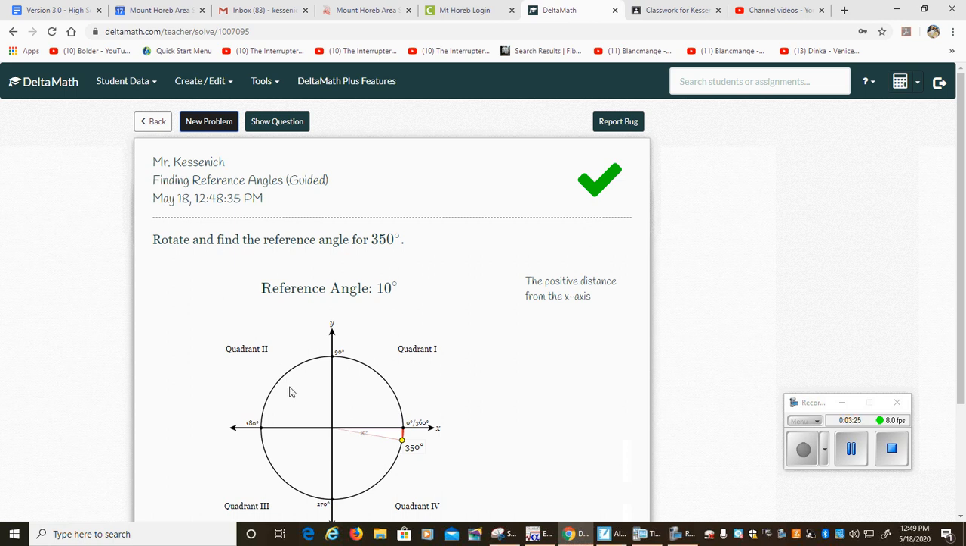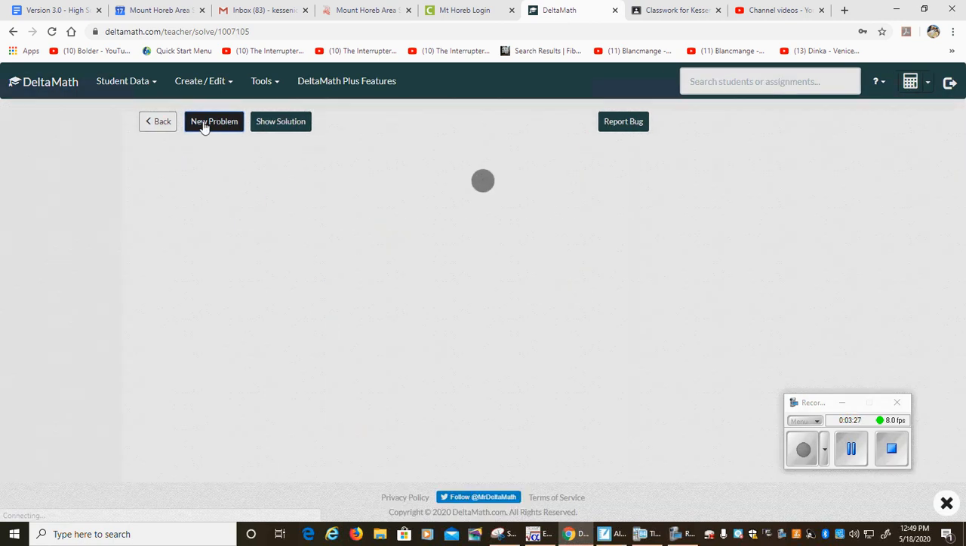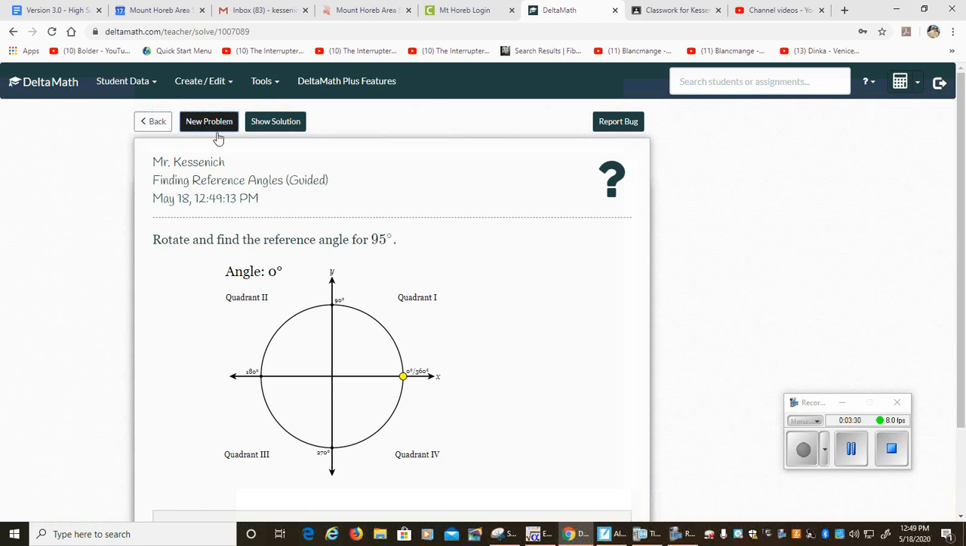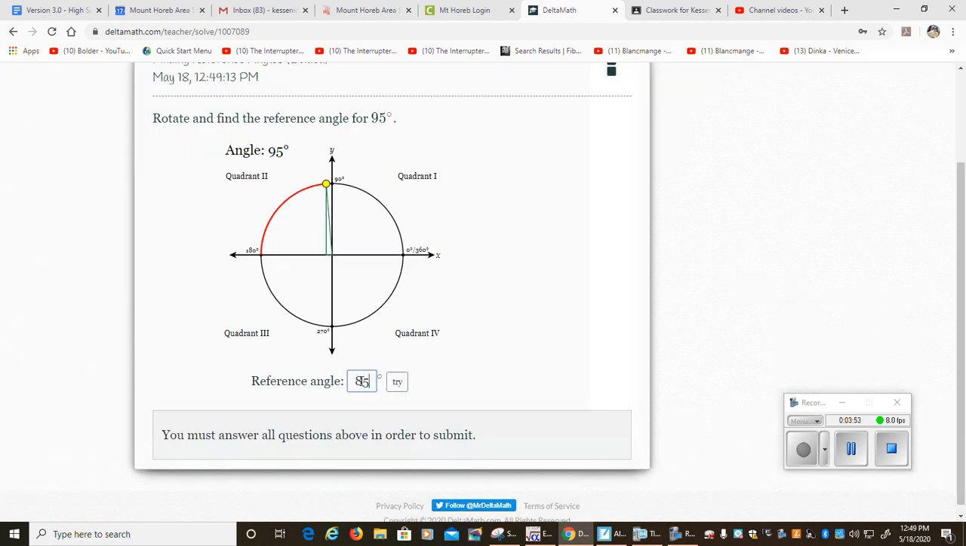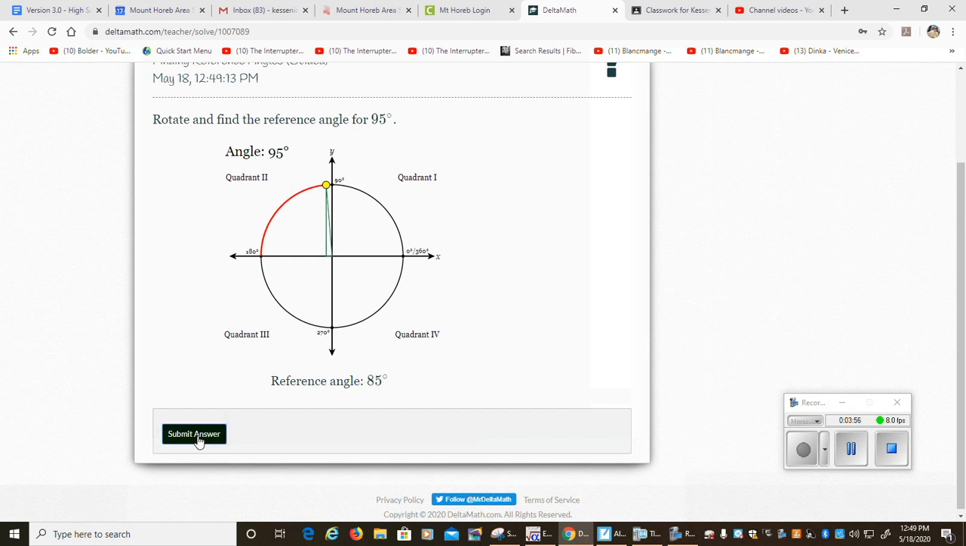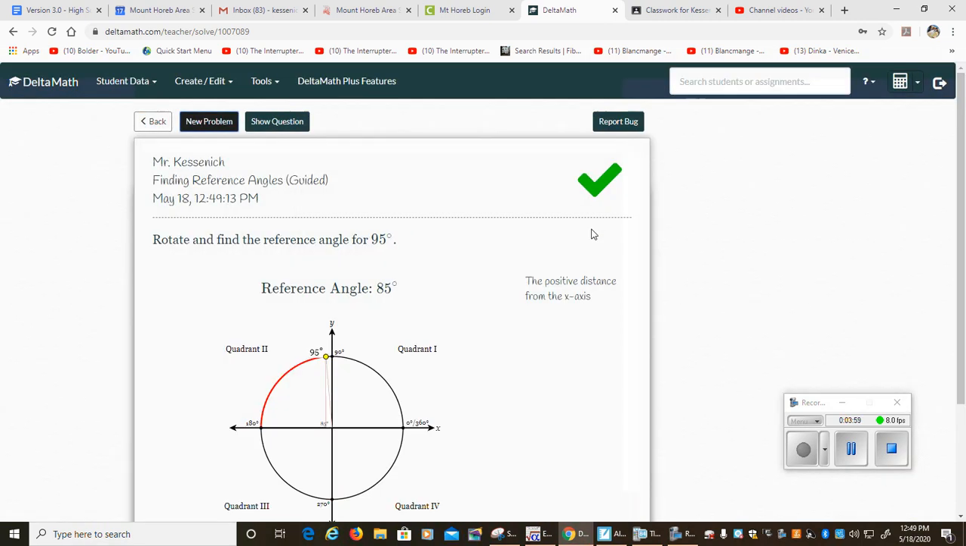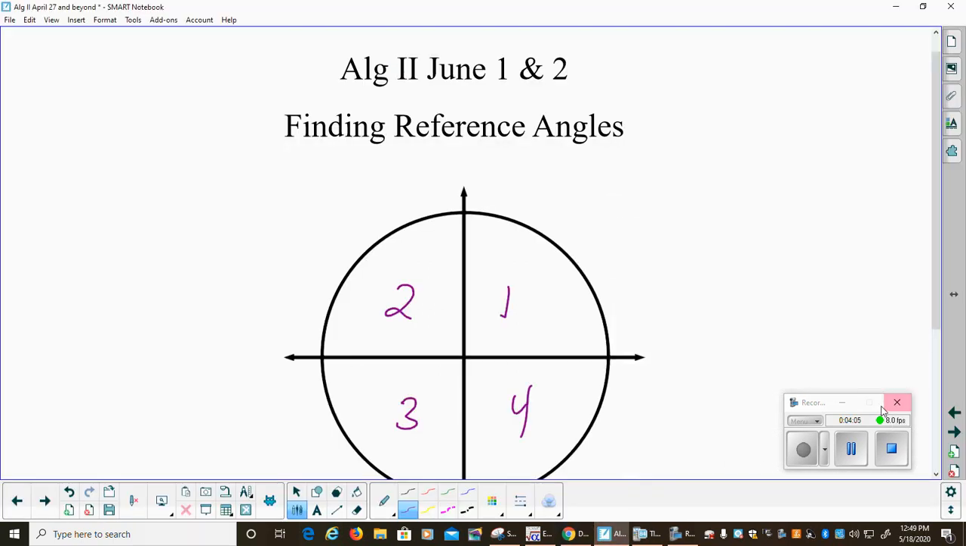So I don't think we've seen one in the second quadrant yet. Let's go until we find one in the second quadrant. Okay, 95. 95 is going to be in the second quadrant. There's 90, 5 degrees. It wants to know what's the smallest angle that'll get you back to the x-axis. That would be 95 over to here, but this is only 85 degrees. It's the shortest distance to the x-axis.